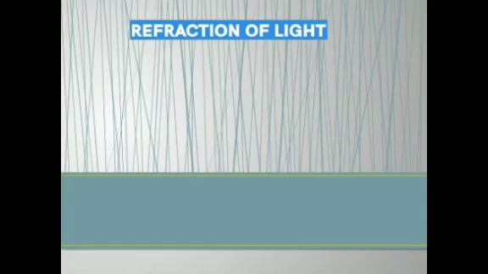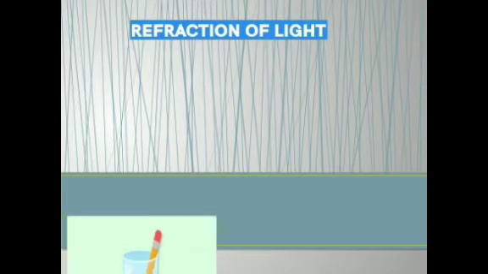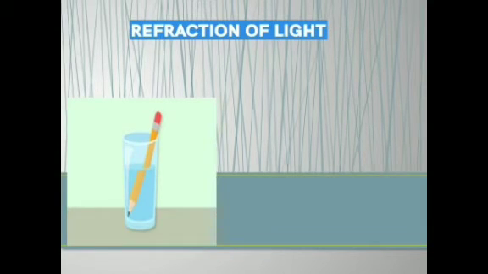Now let's talk about refraction of light. It is the phenomenon of refraction that takes place when the light passes from one transparent medium to another. When light rays pass from one medium to another medium, they change their direction, and this change in direction of light rays is called refraction of light. Now by the help of an example you can understand easily.